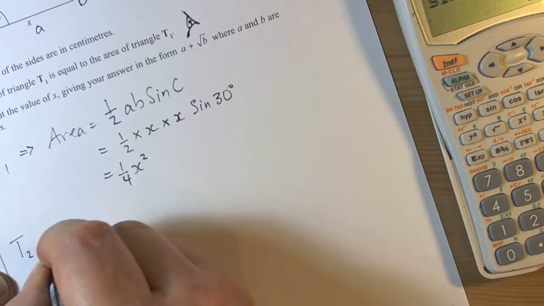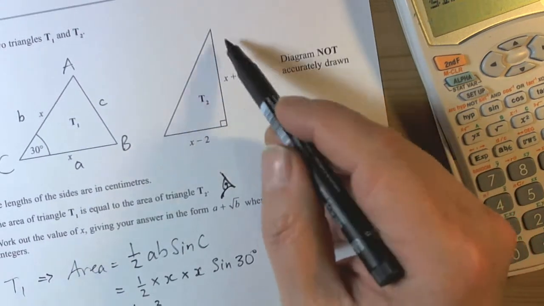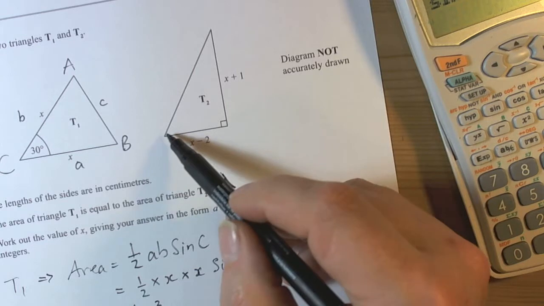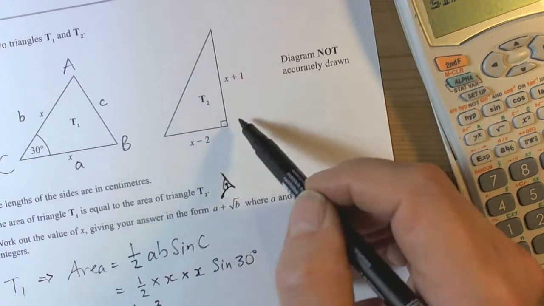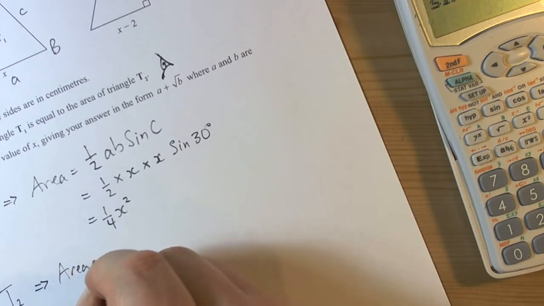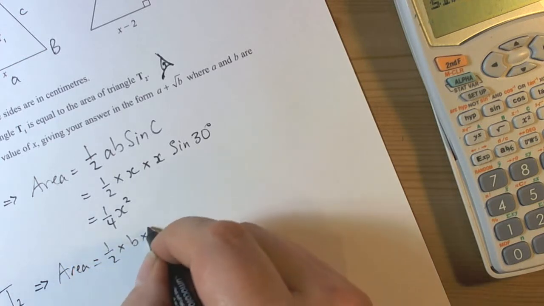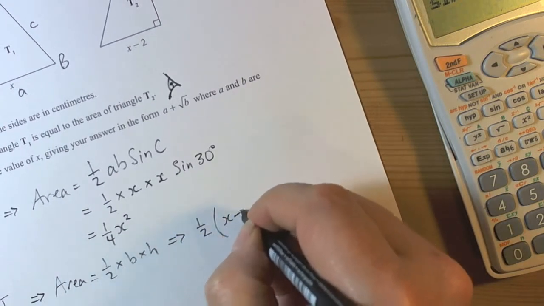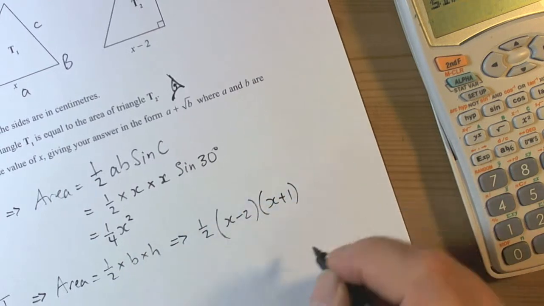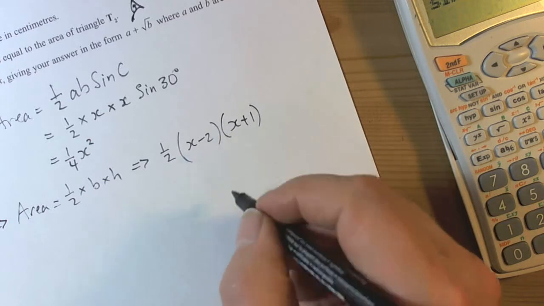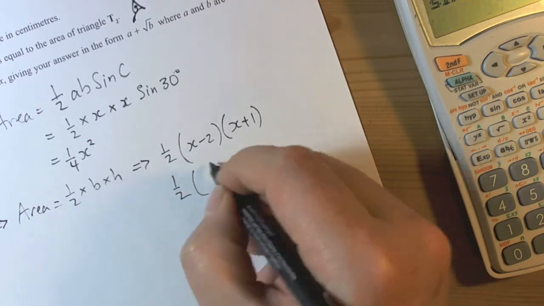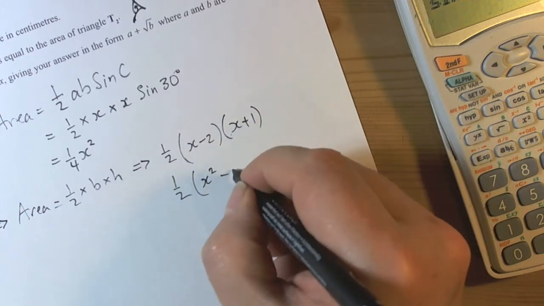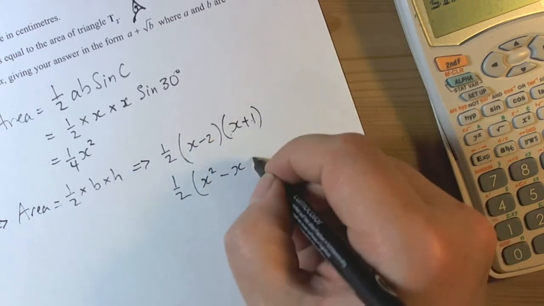Now for T2, we can see that it's a triangle again, this time a right angle triangle. So we can use the straightforward formula that the base length times the vertical height, halved, is the area. So the area equals a half times the base length times the vertical height, which in this case is a half of (x minus 2) times (x plus 1). We've got our techniques for multiplying two brackets out, so this is a half of x times x is x squared, negative 2 times x is negative 2x, but then we've got a positive x, so we're left with negative x, and negative 2 times 1 is negative 2.